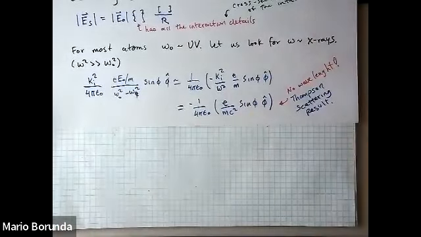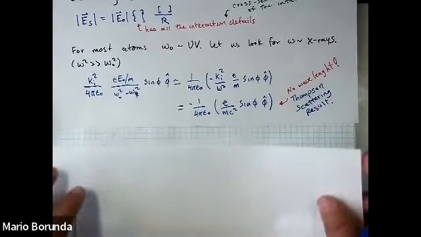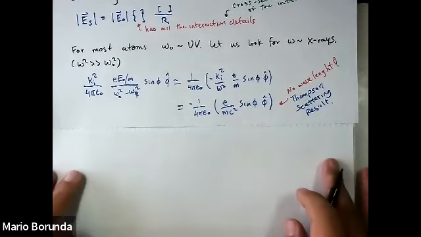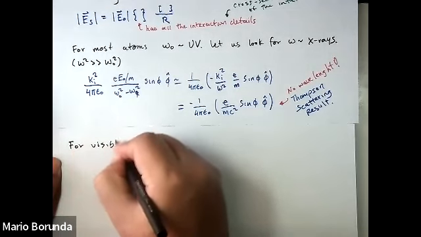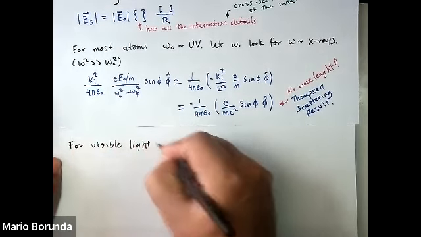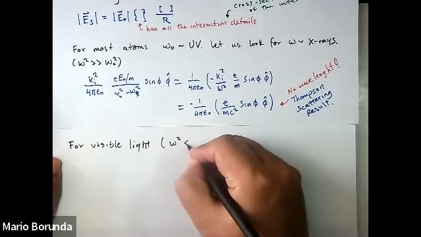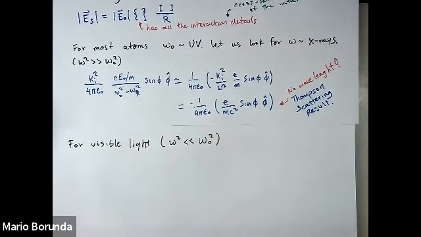Now let's look at it in the other limit. Visible light. Yep. In this case, for visible light, omega squared is going to be smaller than the omega naught squared that is from the UV, right?